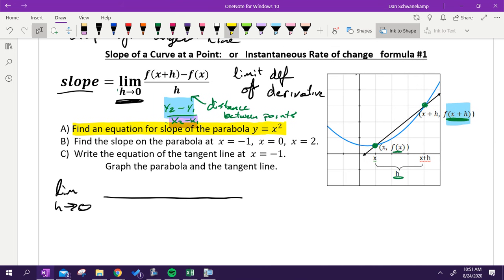It asked me to do f of x plus h. That means the formula you're using. This is the formula I'm using, x squared. The other way of saying y equals would be f of x. So that's f of x. I want to do f of x plus h. So what do I need to do with x squared to make it f of x plus h?